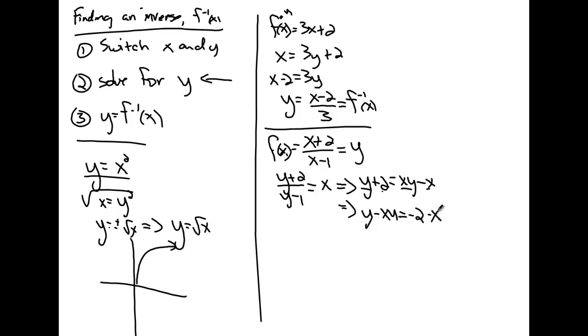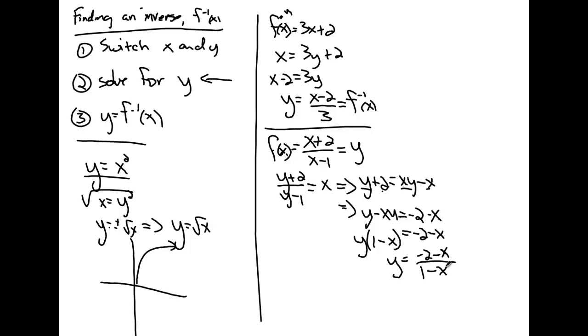Sorry, my pen's a little crazy. I'm going to factor out a y, because all I'm doing is following the basic principles of Algebra 1. Bring your variable terms to one side, isolate the variable, and solve. So I get y times (1 minus x) equals negative 2 minus x. And I end up with y equals (negative 2 minus x) over (1 minus x).